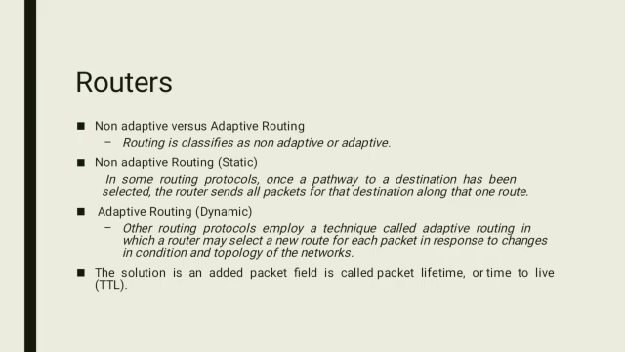Routing protocols employing the technique called adaptive routing, in which a router may select a new route for each packet in response to changes in conditions and topology of the networks. The solution is to add a packet field called packet lifetime or time to live, TTL.